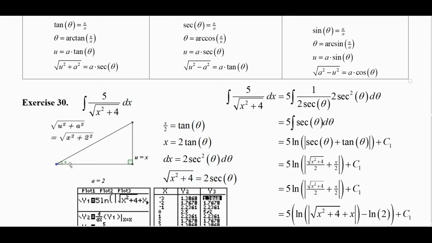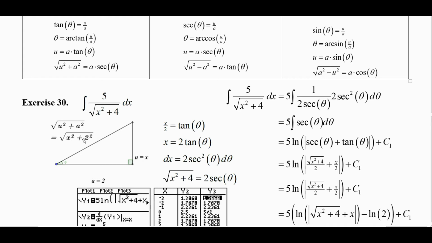So x over 2 is the tangent of theta, opposite over adjacent there. Solving for x is 2 tangent of theta. So if we have an x in here, we could substitute 2 tan theta in place of it. We also need that to find dx. So dx, okay, if this is x, dx is the derivative of this with respect to theta times d theta. So 2 is still along for the ride. The derivative of tangent theta is secant squared theta, and then we have our d theta.